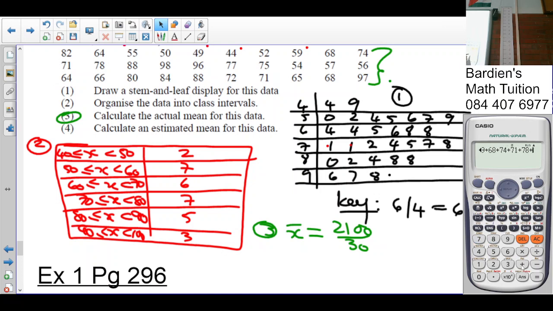78, yes. 88. 98. 96. 77. 75. 54. 57. 56. 64. 66. 80. 84. 88. 72. 71. 65. 68. 97. That gives us 2102. Is that correct? 2102.